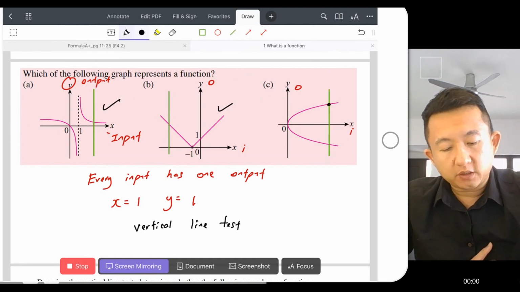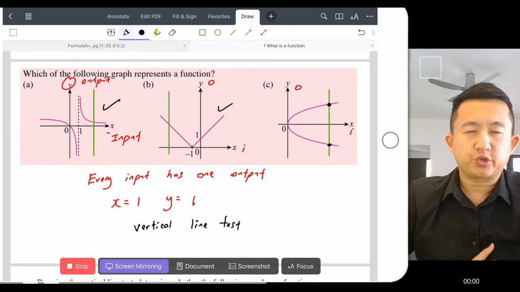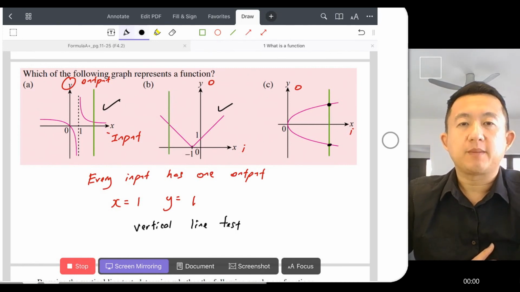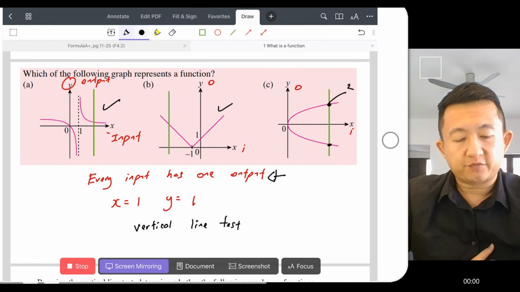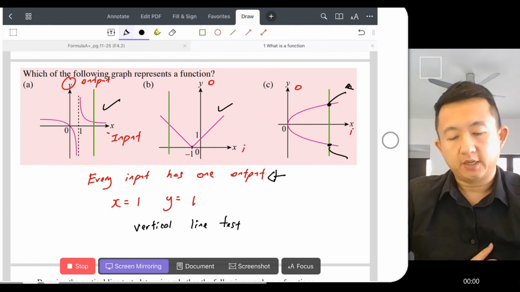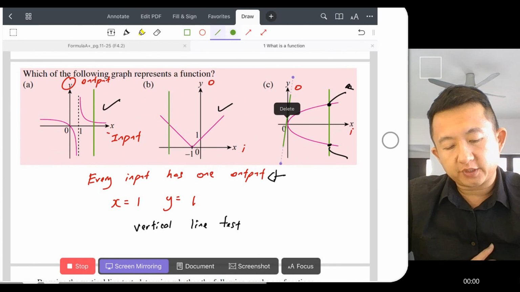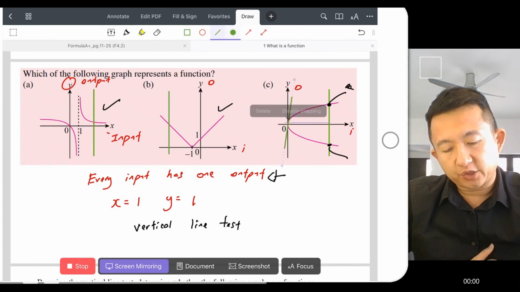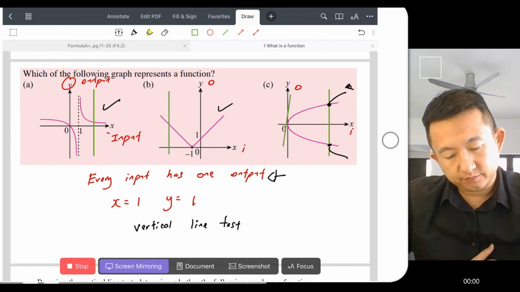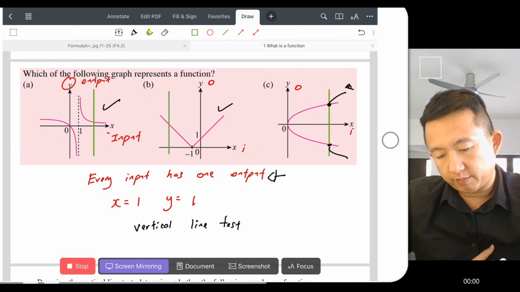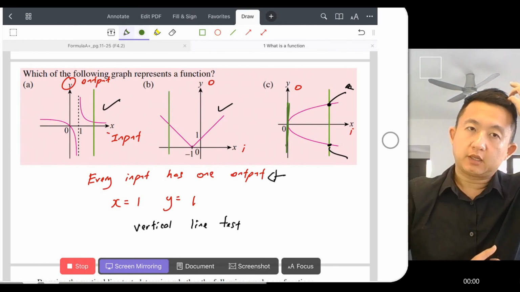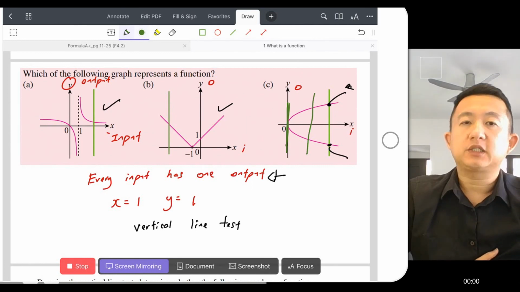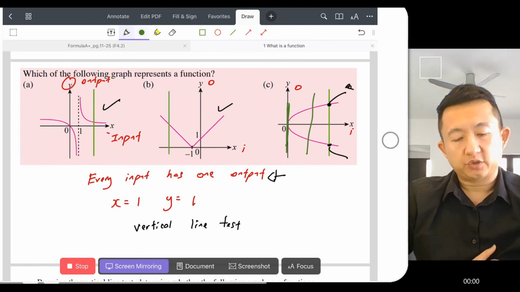Okay, how many? You already have 2 points of intersection. When you have more than 1 point of intersection, it does not fulfill this statement: every input has one output. It does not fulfill, because you have 2 outputs, one here and the other one here. Even if you have one output here, when you move the line, maybe draw it to here, you have one output here, but in the other case, you have 2 outputs here, so it is not considered a function anymore. So this is not a function.